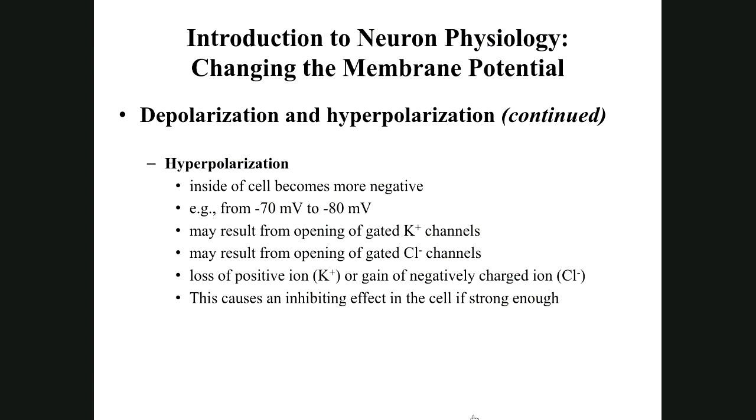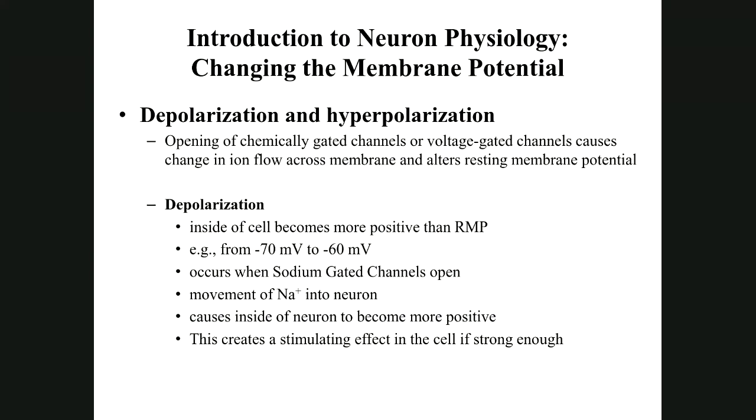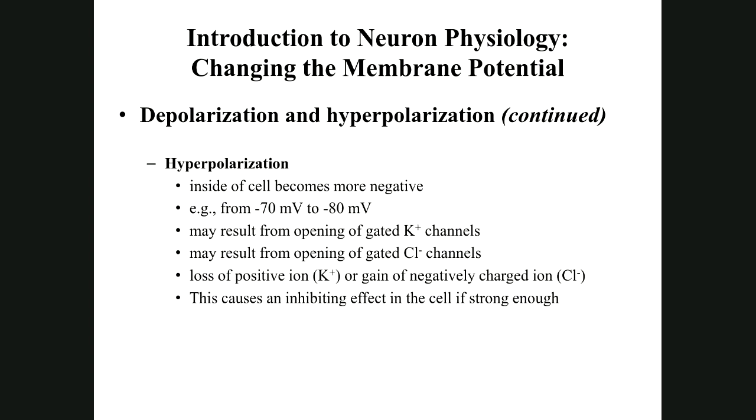So these are the two types of changes we can have from our resting membrane potential. We can either depolarize and become more stimulating, or we can hyperpolarize and become more inhibiting. Now, we're not always just going to do that. So this is not our action potential. These are just the possibilities that we can exhibit as we move away from resting.